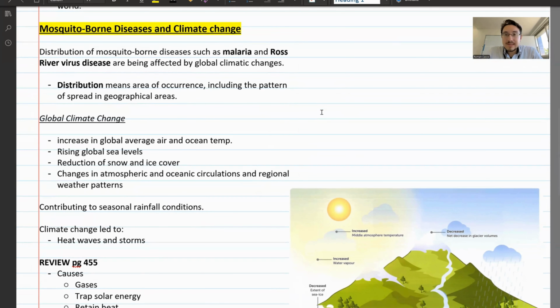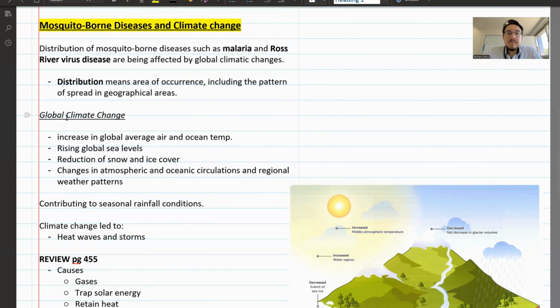The concept related to this is referred to as distribution, so the distribution of mosquito populations. It's basically the occurrence of these organisms and the cases, based on certain patterns in geographical areas, in which the spread is occurring.